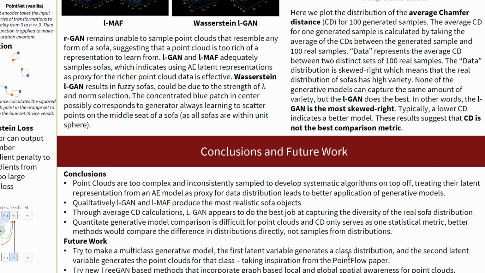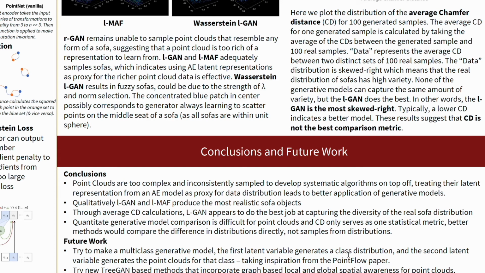And we saw the effectiveness of this by looking at the visualizations of the latent GAN and the latent math models, which produced reasonable looking couches. Another way that we could improve our current model is by comparing the distributions of the data and the generated models directly. Instead, what we use right now is a chamfer distance, which takes the distributions, samples from them, and then creates a statistic based on the samples of these data sets, instead of looking at the distributions themselves.